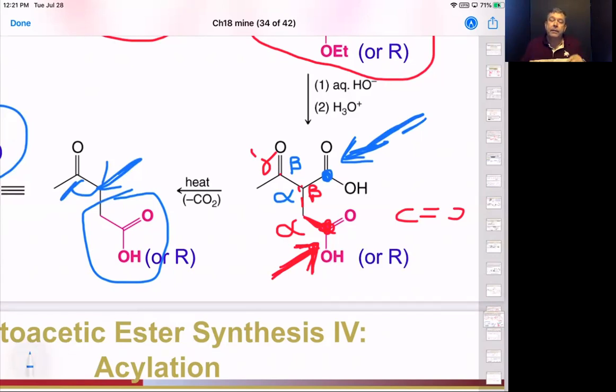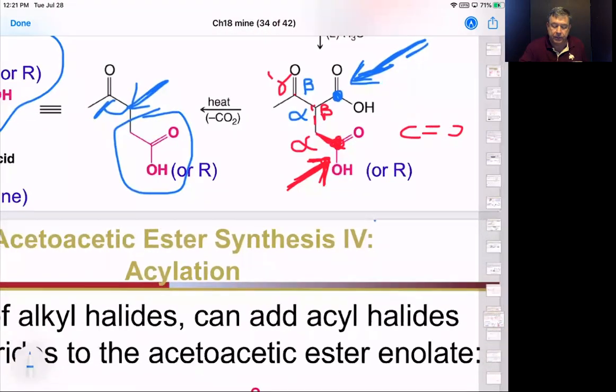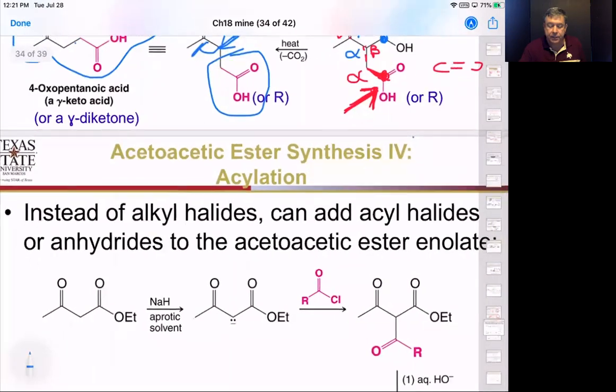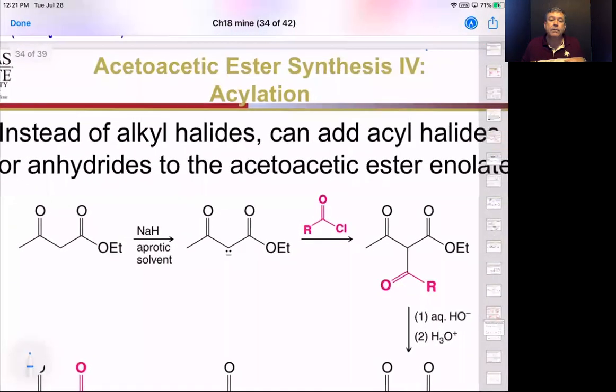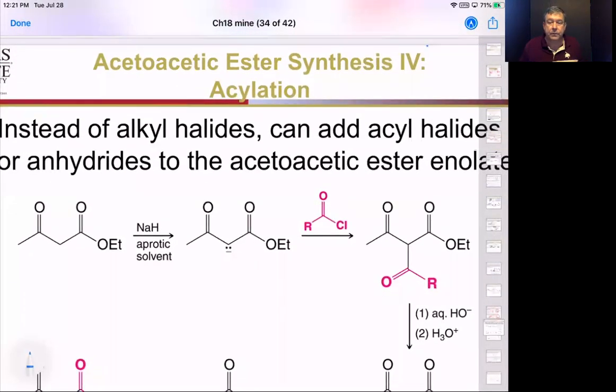Okay, so once we create this nucleophile from this acetoacetic ester, we can use it to attack a number of different substrates, okay? So let's do a different substrate than what we've done here. Up to now, we've just been displacing alkyl halides to generate products. Let's do something else. It can actually act as a nucleophile for other things as well, okay?